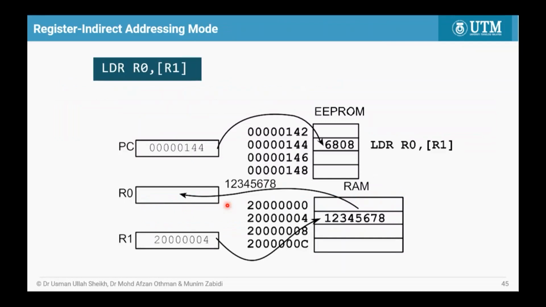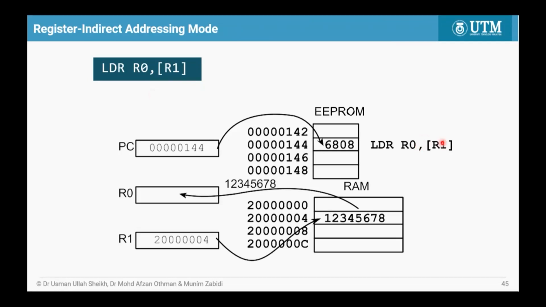So this is the explanation, telling you how the indirect addressing mode works. First, you will do LDR R0, [R1]. This is your memory address. This is your EEPROM, and this is your RAM, and this value here is your memory address. Since our instructions are stored inside the EEPROM as program code, the program counter will go to this address, take the instruction, and this instruction will be decoded. Then the CPU knows what you're going to do, which is LDR R0, [R1].